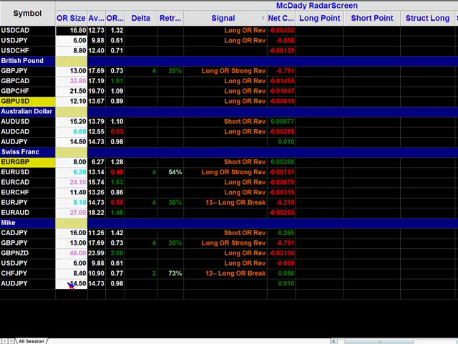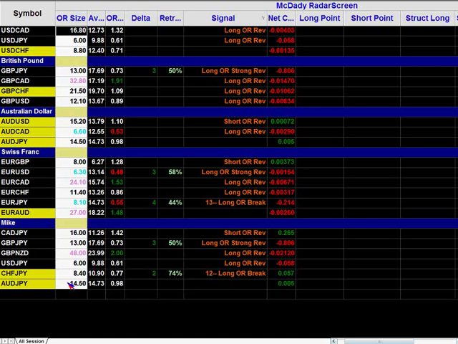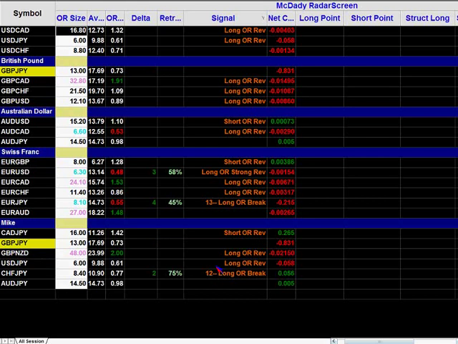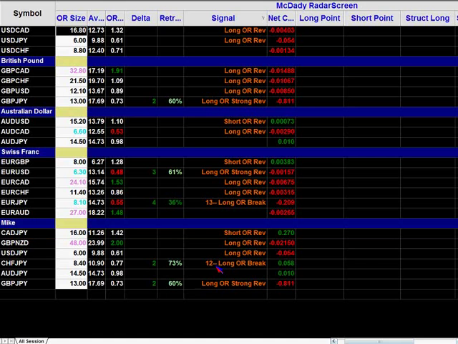Every session. This thing is working all day long. Every session, yeah. That's why we call this the radar screen. It's an extremely powerful tool. We don't trade without it. It scans the market for us.